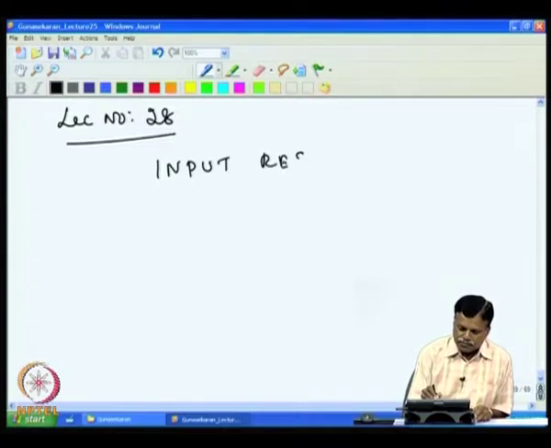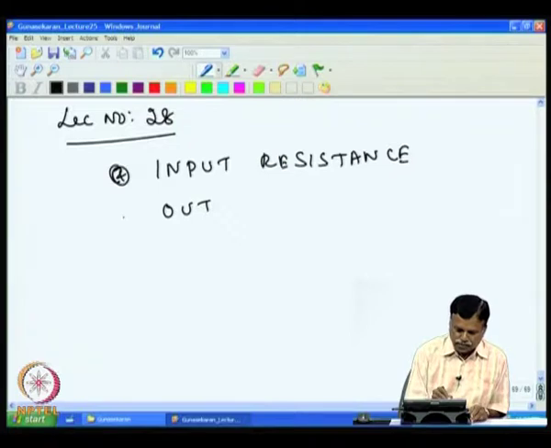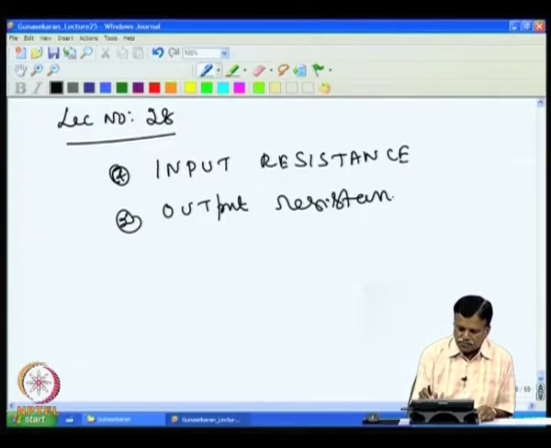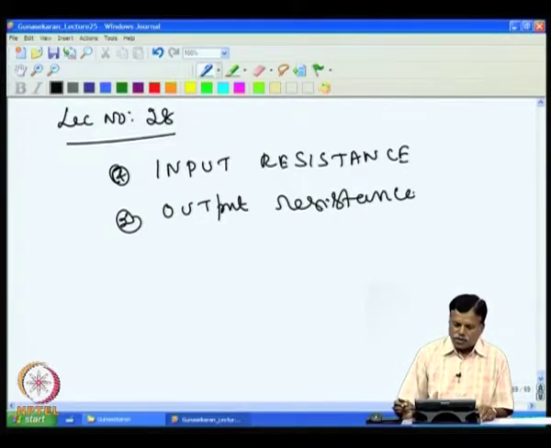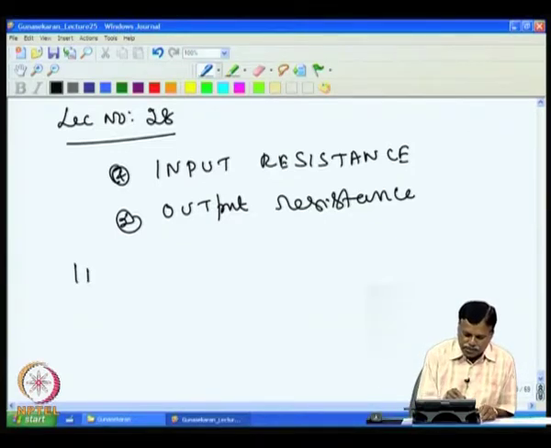So, today our main focus would be the input resistance of the op amp and what effect it has on the design, and then the second one is the output resistance. So, these two issues we will discuss today. Now, first let us take the input resistance.